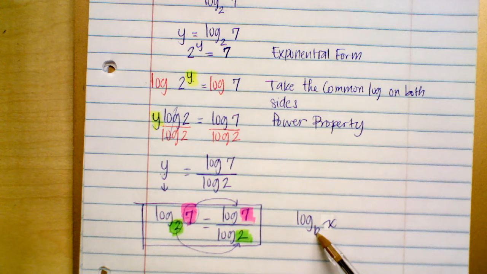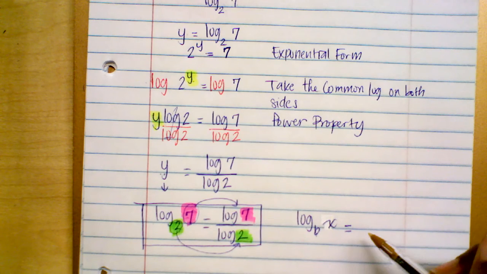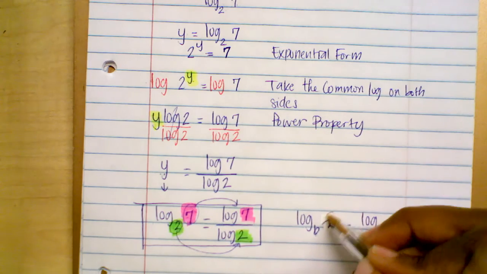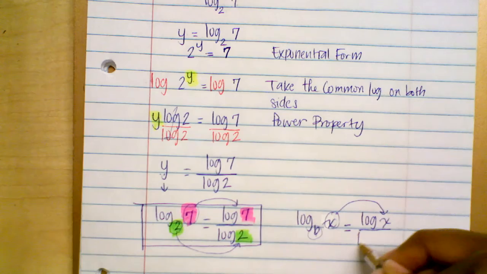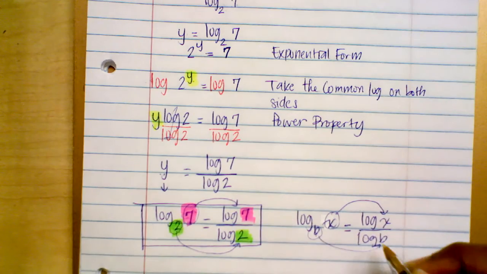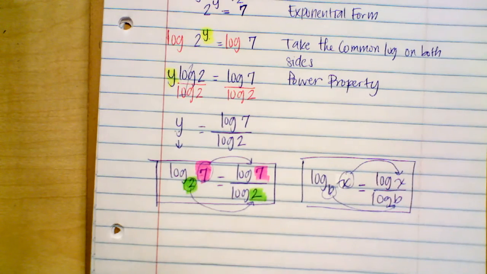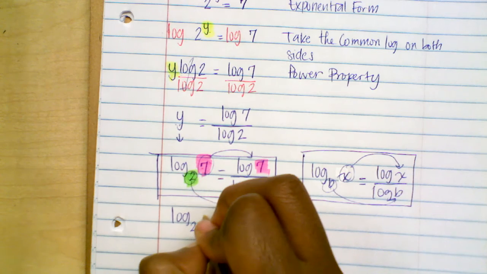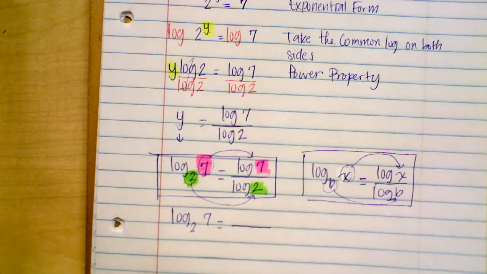So you have a base here, a number other than 10 or e, and you have a number within the log. To find the answer, you're going to use the common log of x over the common log of the base. That's the general formula. Now let's compute log base 2 of 7.